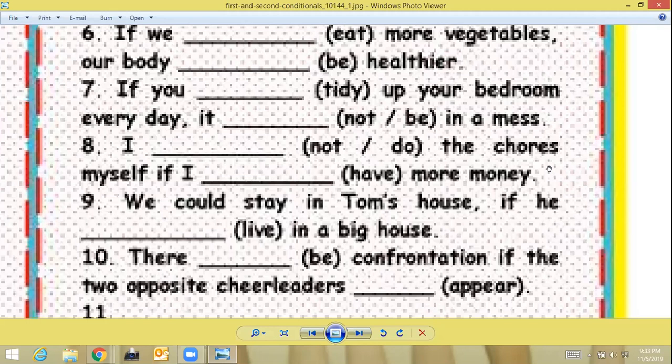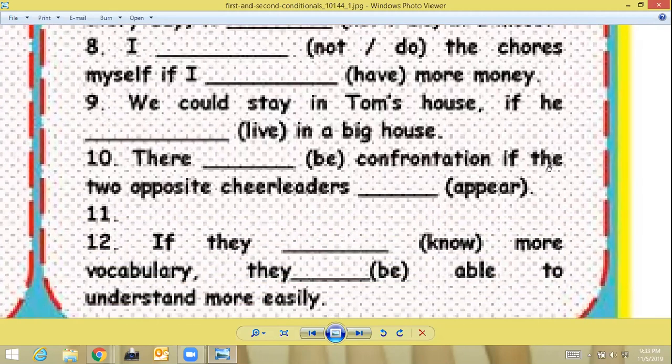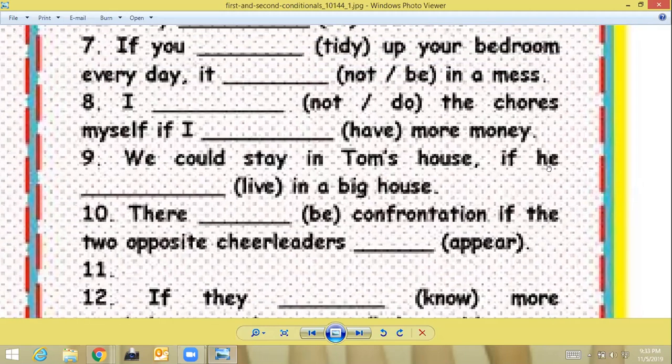What about number 9? Teacher, excuse me. Yes. Can you repeat number 8? Sure. I wouldn't do the chores myself if I had more money. Okay. Thank you. Now, what is the message in number 8? In English. That person is doing the chores. Exactly. That person maybe likes to pay another person to do the chores, but this person doesn't have the money. Exactly, that's exactly the message in that one.